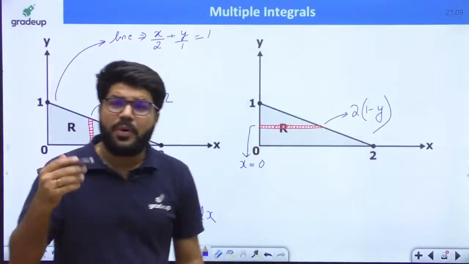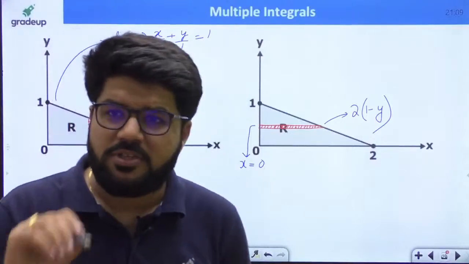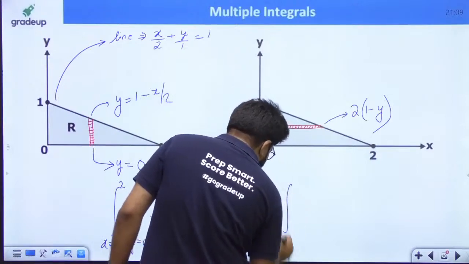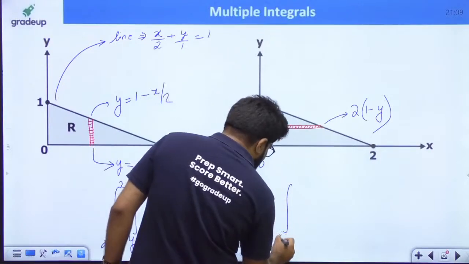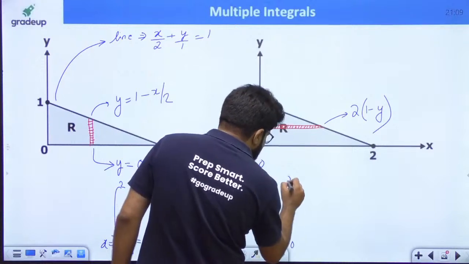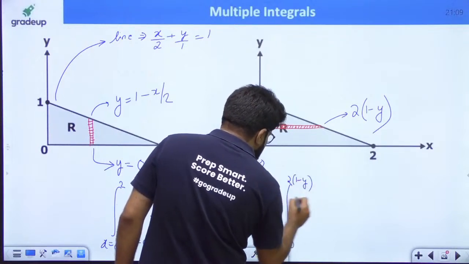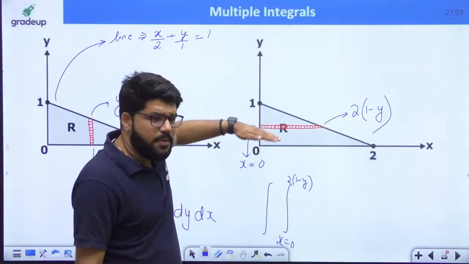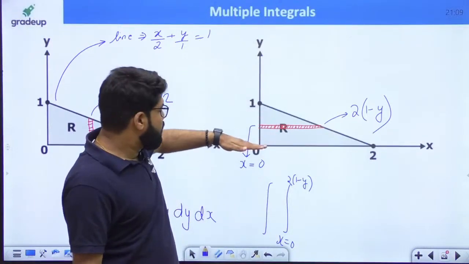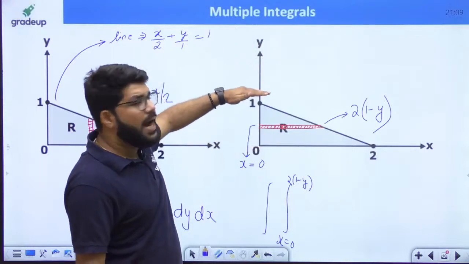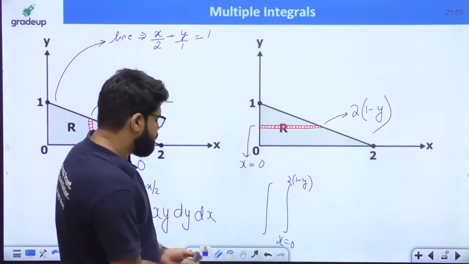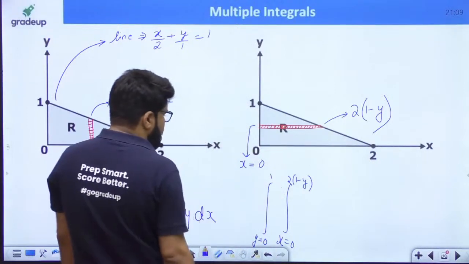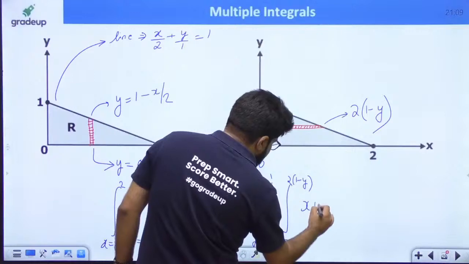So what is x? Twice of 1 minus y. So if I want to write down the integral, the limits from here, I will write x is 0 to twice of 1 minus y, and then you will slide this horizontal strip vertically, from y equal to 0 up to y equal to 1, and then write down xy.